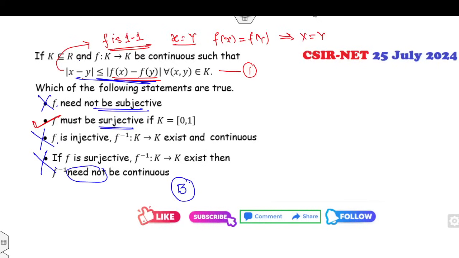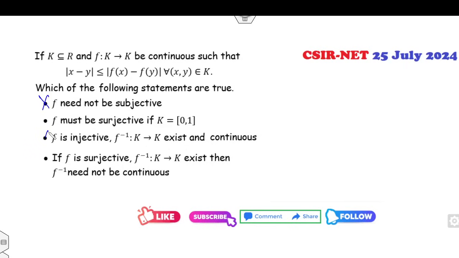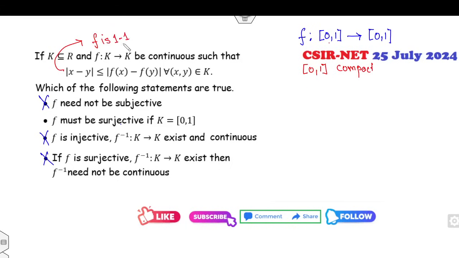Let me quickly clear the screen now. Fine. Now how you can prove that? Again, I can re-explain. This is given to you, because your target is to prove this is onto. Fine. Now, first of all, this [0,1] is a compact set. Also, this condition implies that f is 1-1. Fine. So now, if f is 1-1 and it is compact, so f maps a compact set to a compact set.